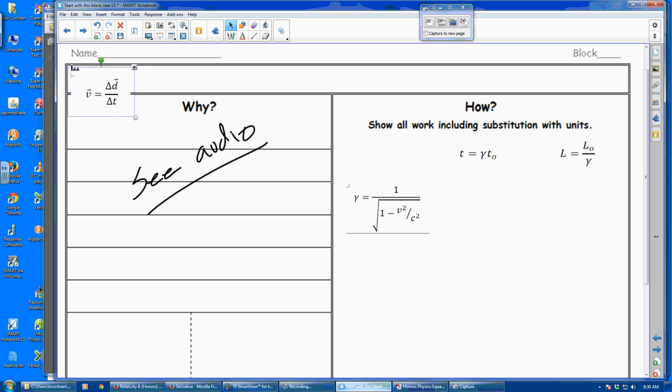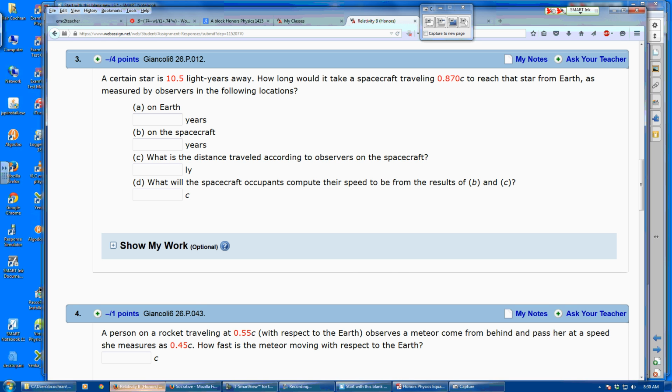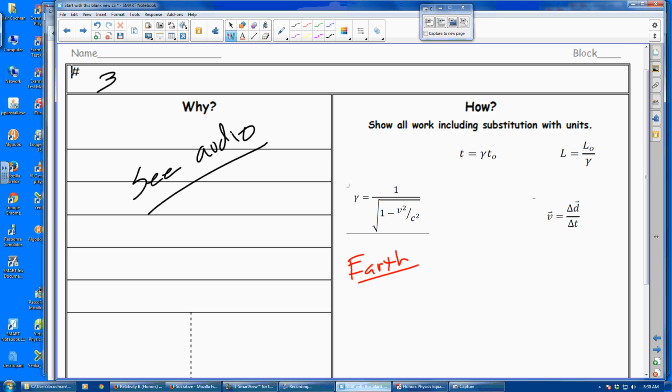Remember how I said don't forget anything? So from the Earth's frame of reference, they are traveling at 0.87 c. So their velocity is 0.87 c. I'm using this equation here, by the way. The distance they travel is 10.5 light years. And we're looking for the time it takes.